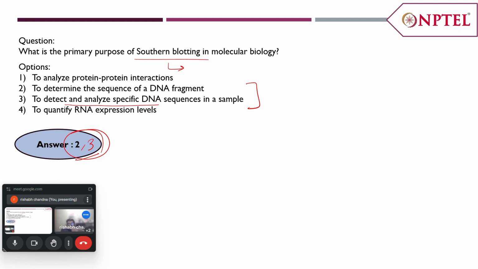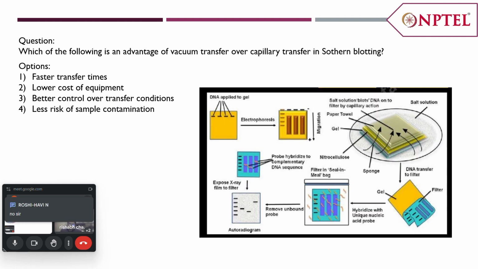Okay, any doubts? Let's move on to the next question. Which of the following is an advantage of vacuum transfer over capillary transfer in southern blotting? What can be the correct answer?